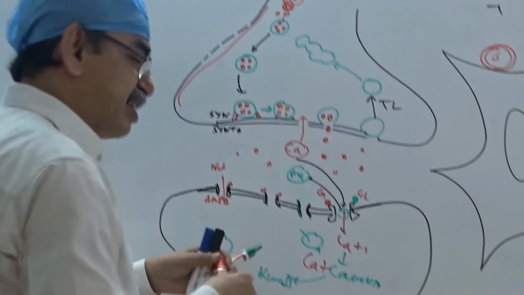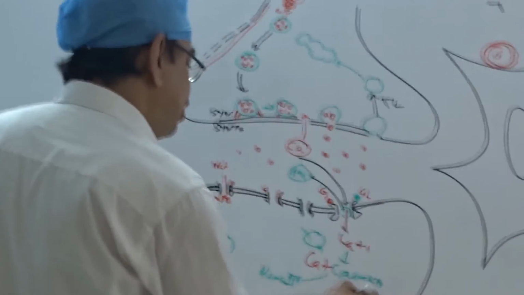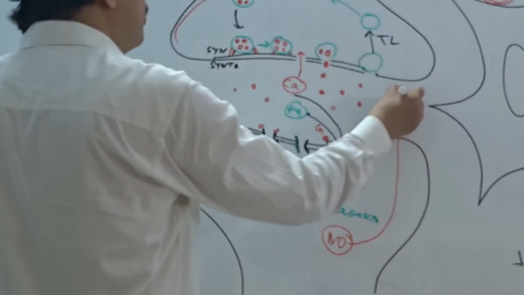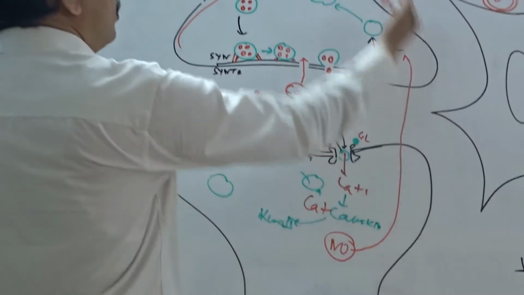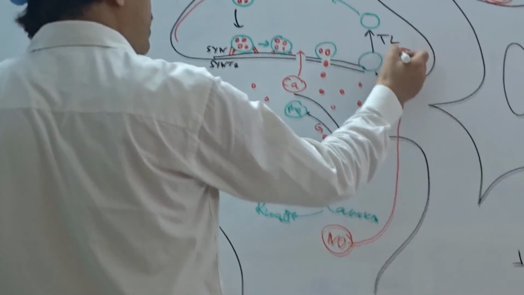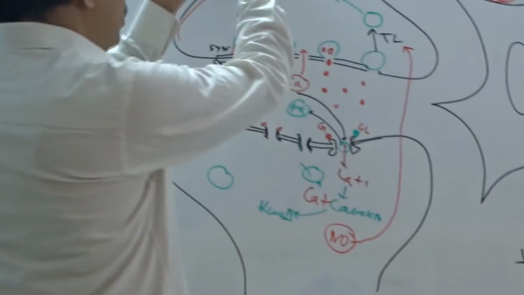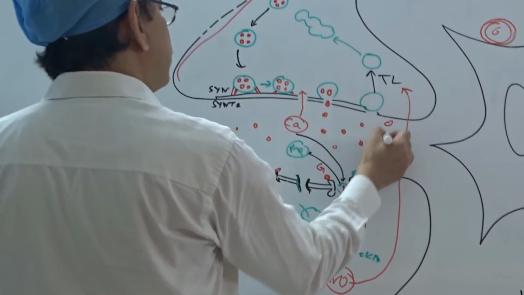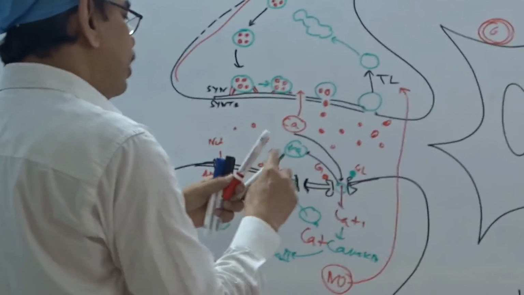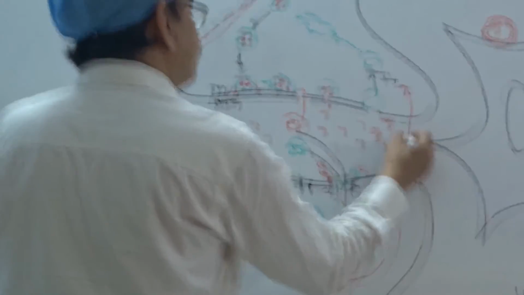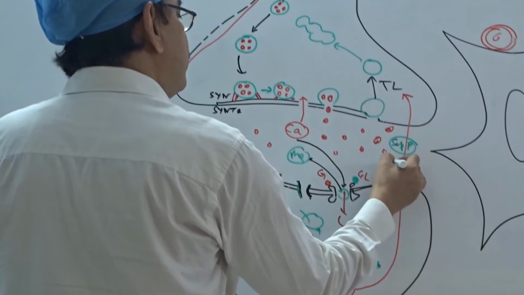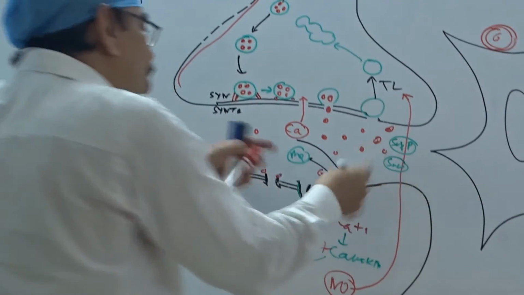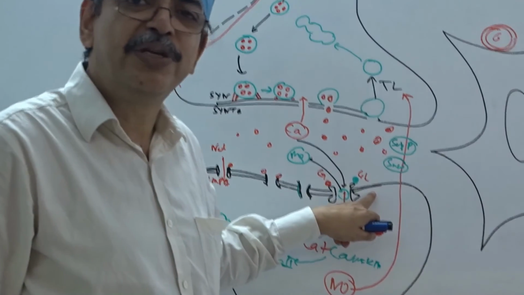There is a gas, nitric oxide, produced from the amino acid arginine. This nitric oxide diffuses through the synapse to the first order neuron. And this nitric oxide stimulates the production of more glutamates, and also stimulates the release of substance P. Substance P lowers the threshold of the first order neuron further.